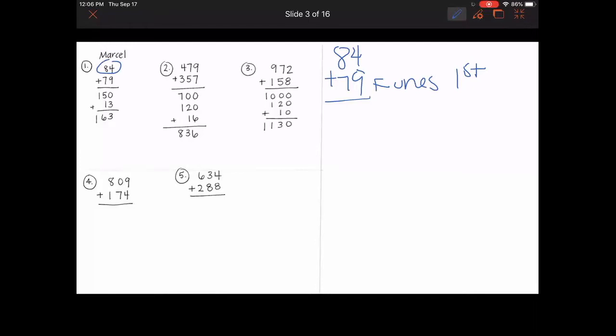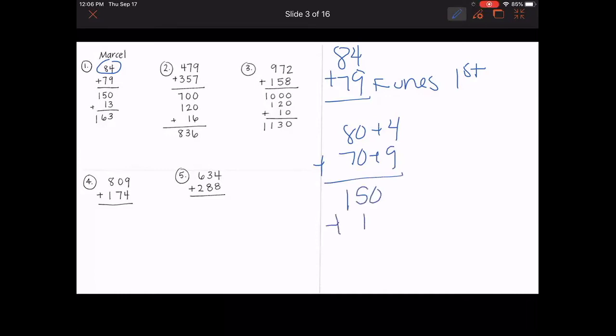He's not seeing 8 plus 7, but he's seeing 80 plus 4 plus 70 plus 9. He's seeing this as 150, then plus 13. So he's attending to place value and adding from left to right instead of right to left, as we would, ones first, in the standard algorithm.